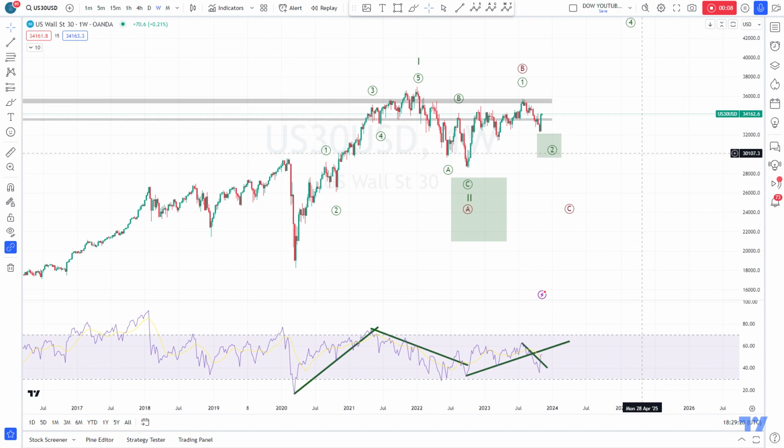For the record, today is Tuesday, November 7th. Time is around 6:30 p.m. GMT. So we will start in the higher time frame, and here we are looking at the weekly chart.